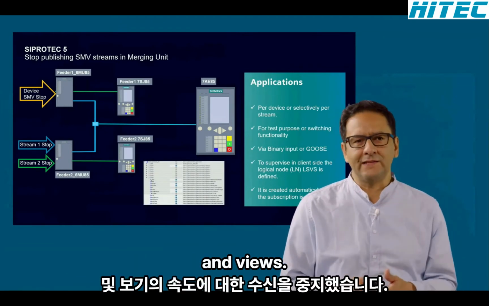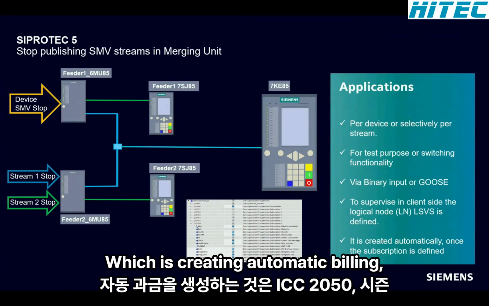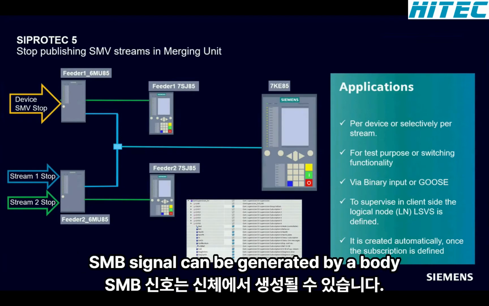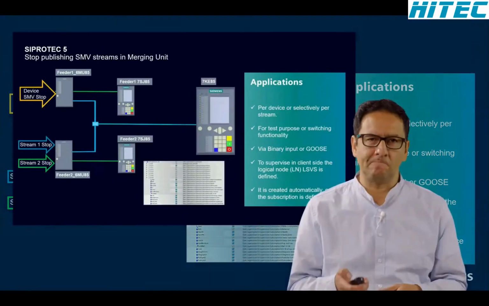A good thing that we need here is to supervise the stream on the client side. The logical node LSVS can be used, which is created in an automatic way once the link is made in the IEC 61850 system configurator. The stop SMV signal can be generated via a binary input or also using a CFC logic that is very comprehensive in SIPROTEC 5.